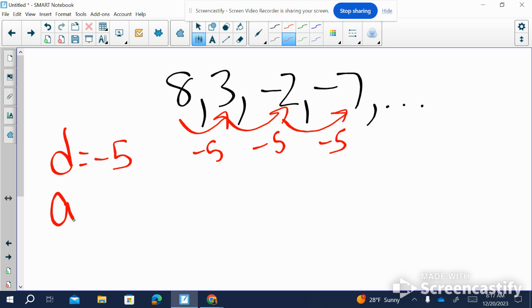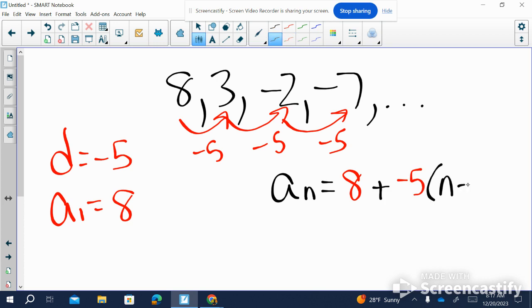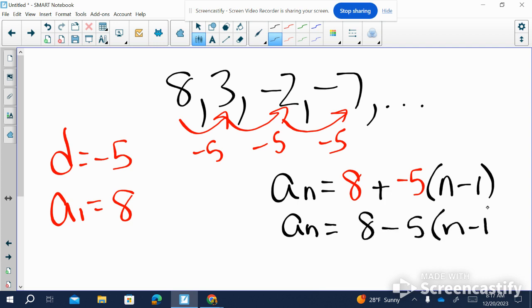And the first term of our sequence is 8. So plugging it in, I get a sub n equals the first term, which is 8, plus our d value, which is -5, times n minus 1. Cleaning it up just a little bit, I get a sub n equals 8 minus 5 parentheses n minus 1.